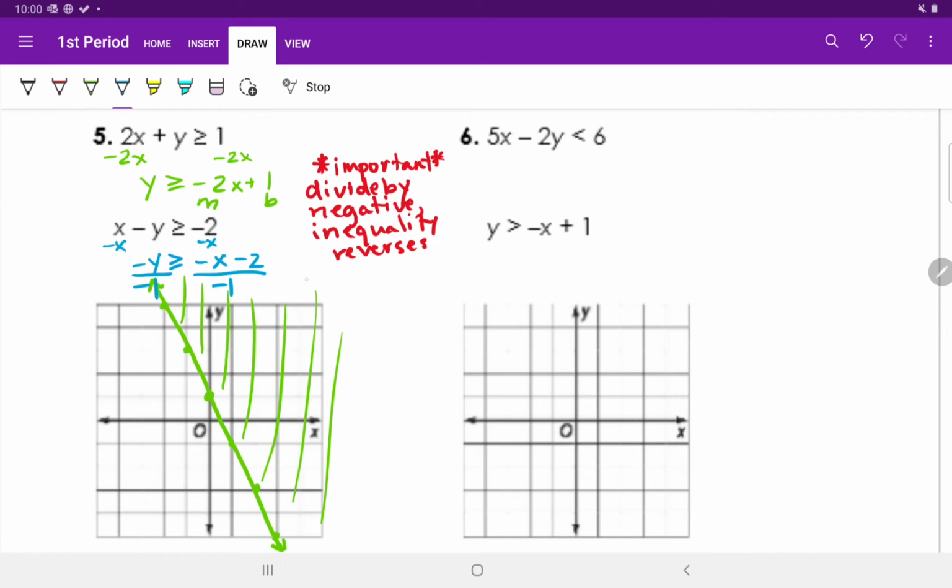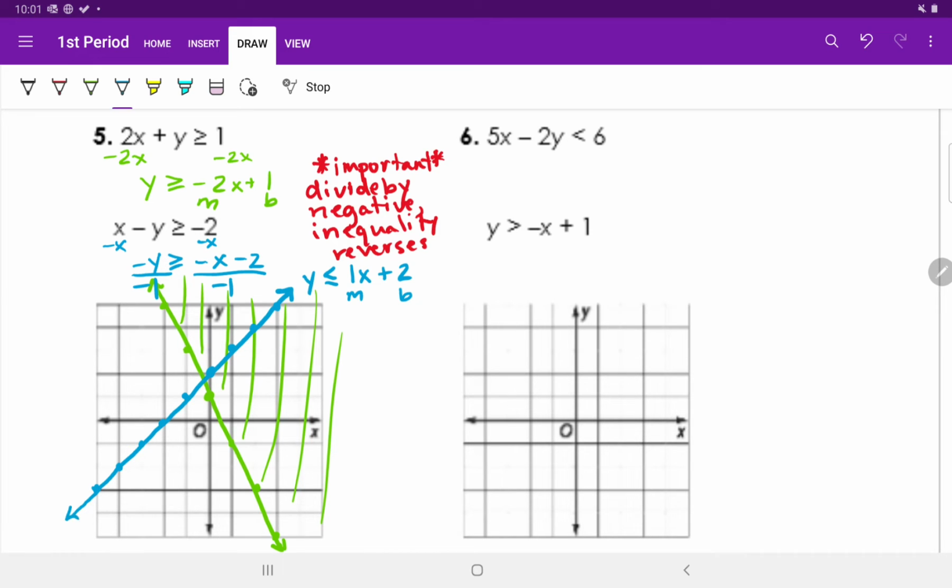So on the left-hand side, we will have a positive y. Our inequality will reverse to become a less than or equal to symbol. And then the -x over -1 becomes a positive 1x and then a plus 2. So here's our m, here's our b. Let's draw. Our y-intercept is +2 and our slope is 1, or 1/1, you could say, for rise over run. Since our inequality symbol has an equal to component, we're going to draw a solid line.